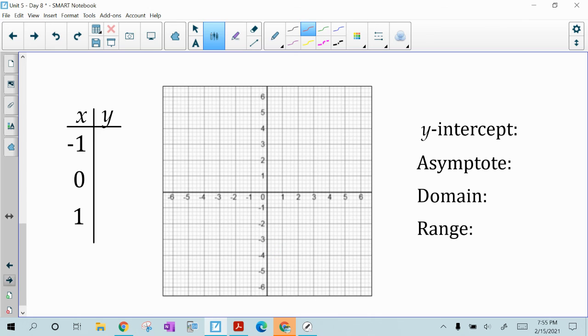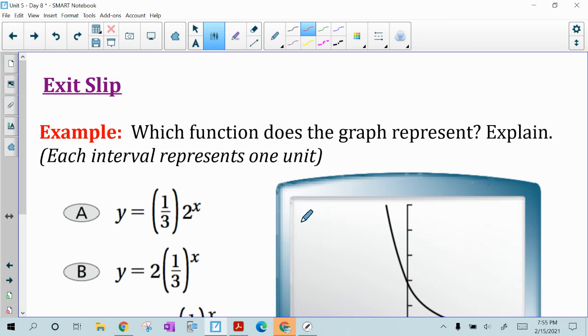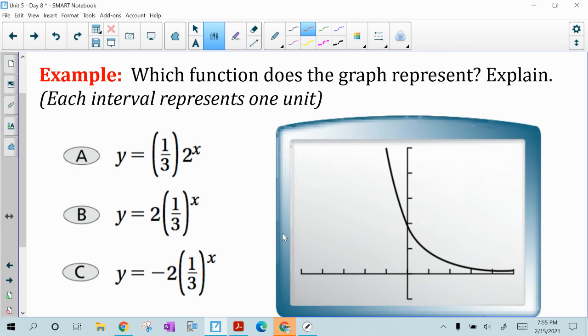Now, let's hit you with one last one here. Which one of these functions does this graph represent? Okay, I'll give you a couple seconds. Going once, going twice, and here we go.